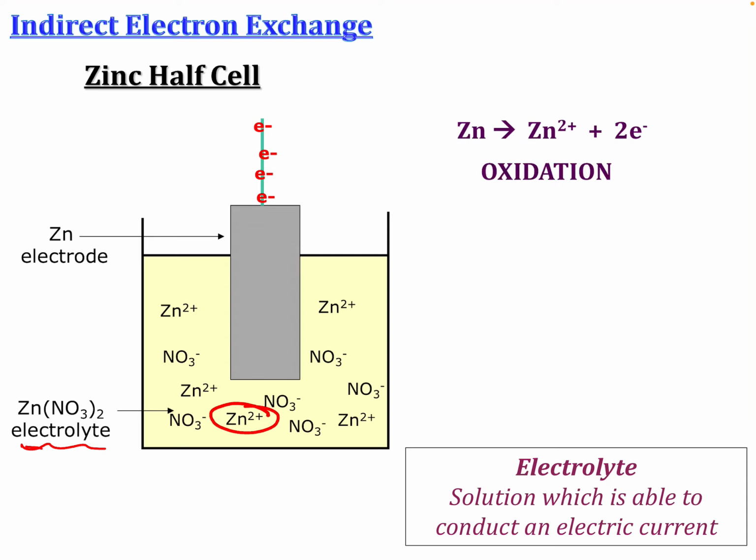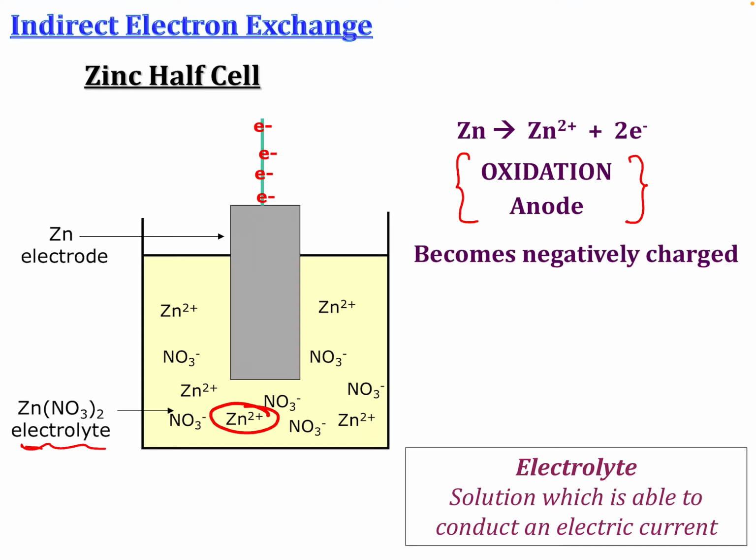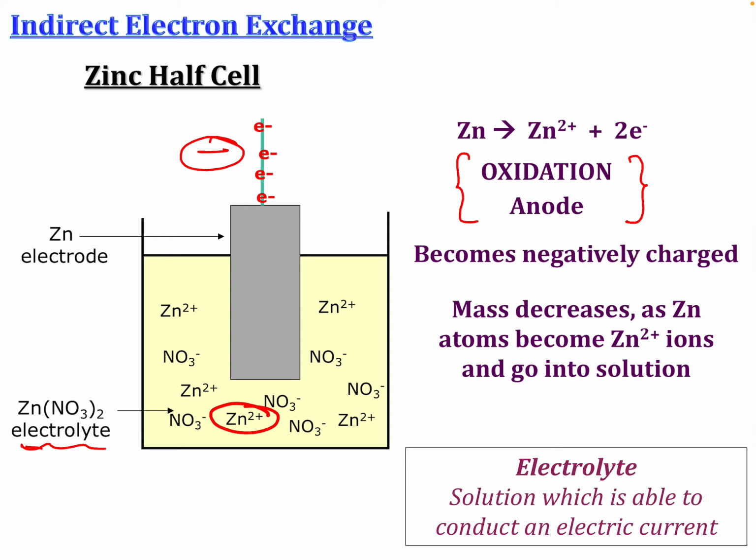Oxidation is happening. This makes it the anode. Oxidation always happens at the anode. Those always go together. And because this is the anode from which the electrons leave, it's the negative electrode. So the anode is negative. It's the negative terminal of the cell. At the same time, the mass will decrease because zinc atoms are becoming zinc 2 plus ions and they go into the solution. So we're losing zinc atoms. This anode will get smaller, and it always gets smaller.